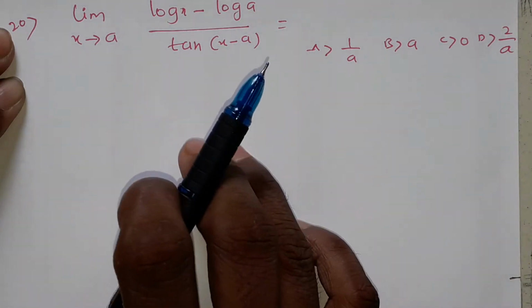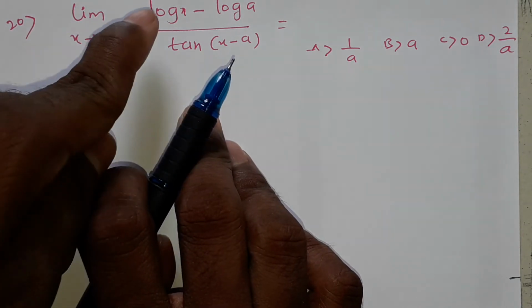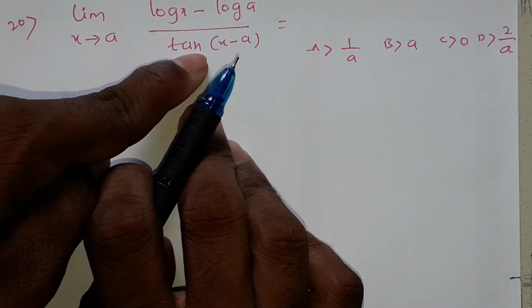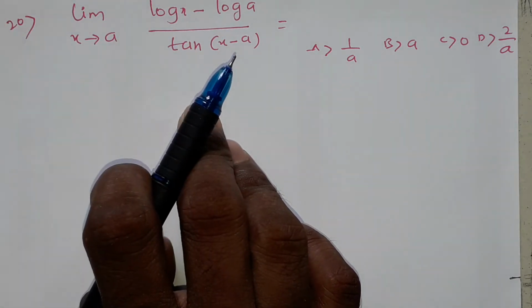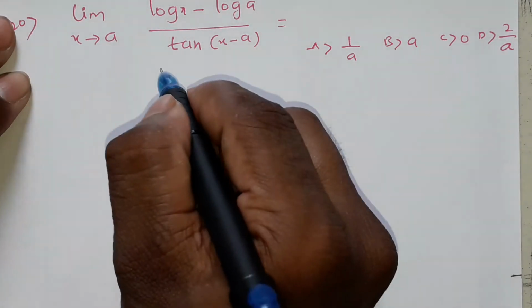First of all, observe the numerator: log a minus log a is 0. In the denominator, tan 0 is 0. So 0 by 0 is the indeterminate form. Apply the L'Hospital rule.